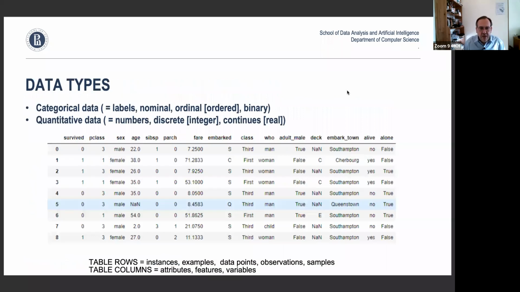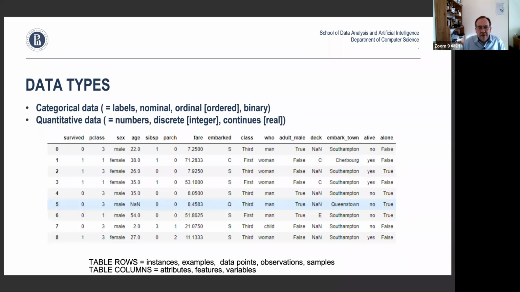Okay, so data types. There are really two data types that are out there. There is categorical data, or in other words, labels, and quantitative data, which are just numbers, right? Now, with categorical data, there are two flavors. There is nominal data, which is just a label, and there is also what's called ordinal or ordered data.